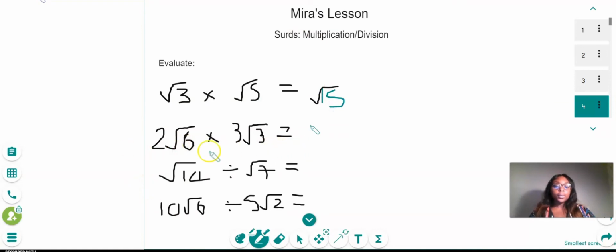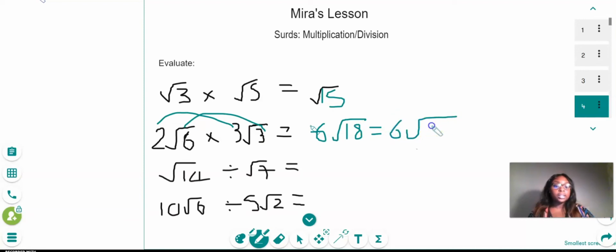And here we can multiply both the outer numbers and the inner numbers together to get our answer. So here 2 times 3 will give us the answer of 6. And root 6 times 3 will give us the answer of root 18. Now if you wanted to simplify this, you would have to separate root 18 into root 9 times root 2. And knowing that the square root of 9 is 3, we take that out of the square root. So 3 times 6 is 18, so our answer will be 18 root 2.